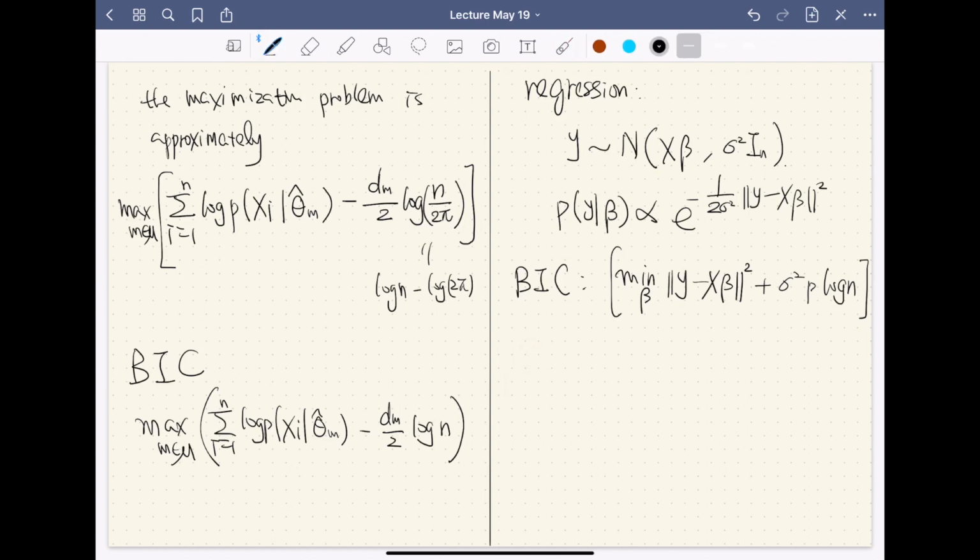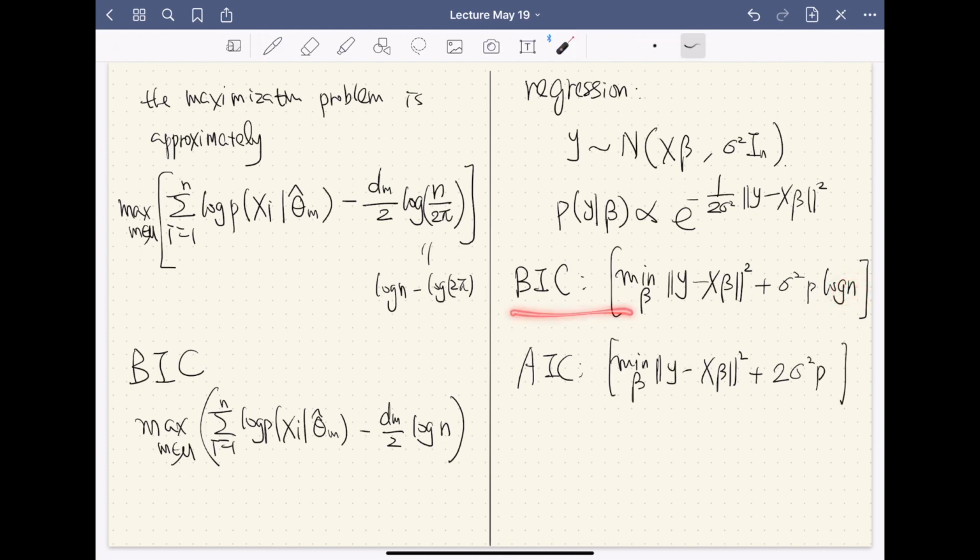This is called AIC. It's very similar to BIC. Again, you first do the least squares and then add a penalty. But the penalty has a different formula. It is 2 sigma squared times p. Okay. So in general, if the sample size n is very large, then BIC will tend to give you a sparser model because usually log n can be greater than 2.